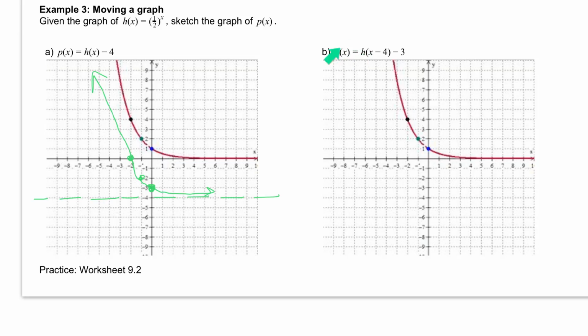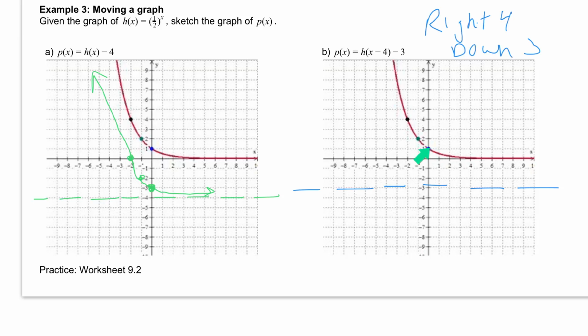In letter B, we have p of x is equal to h of x minus 4 and then minus 3. So this tells us that we're going right 4 and down 3. So again, since we're shifting our graph up or down, that's when our asymptote's going to change. So since we had our asymptote originally at 0, shifting it right isn't going to change that asymptote, but shifting it down will. So we're going to have an asymptote at -3. So let's get that asymptote in first. And then we can move our points down and to the right.